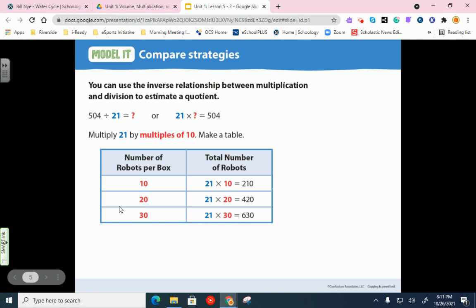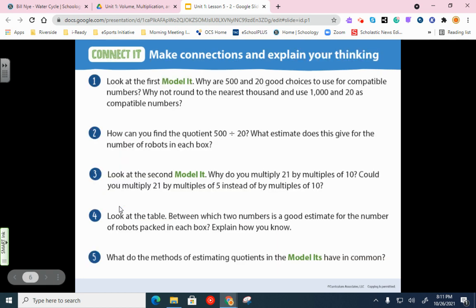All right, so let's look across at page 83 and let's put together some notes. Look at the first modelet, and that's the area model. Why are 500 and 20 good choices to use for compatible numbers? Why not round to the nearest 1,000 and use 1,020 as compatible numbers? And this is the reason why: the numbers you pick have to be fairly close to your originals.